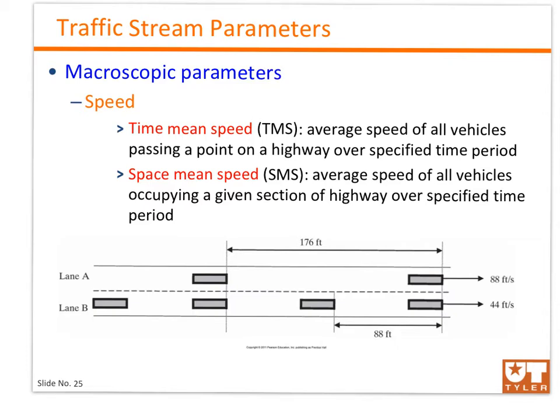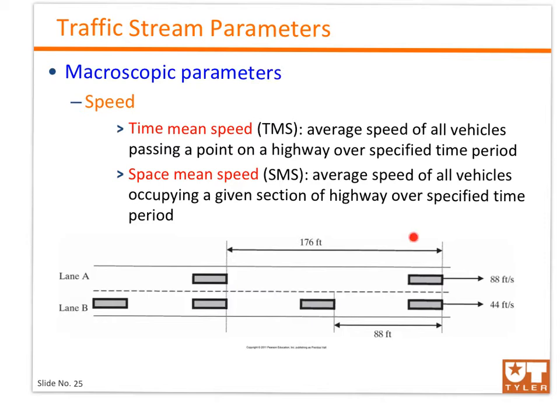As we learned from the previous class, there are two types of speeds. The first is the time mean speed, while the other type is the space mean speed. So what is the time mean speed again? Time mean speed is the average speed of all vehicles passing a point on a highway over a specified time period. So we are really interested in averaging all the vehicles at a certain time, rather than the space mean speed, which is an average speed of all the vehicles occupying a given section of the highway over a specified time period.